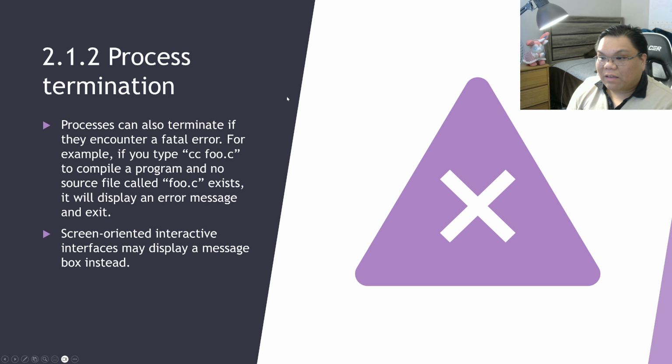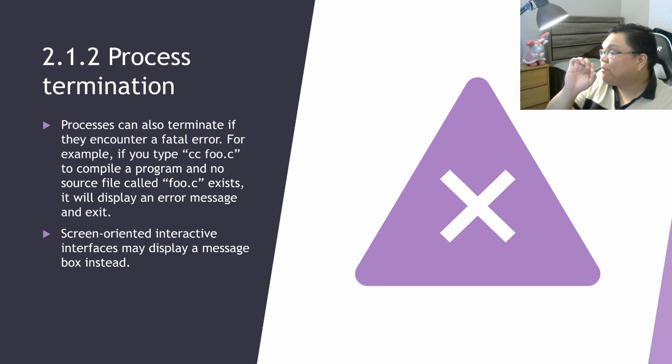Processes can also terminate if they encounter a fatal error. The C compiler, it's cc. If you type that, and then you try to compile a source file that doesn't exist, it'll display an error message and then exit. Screen-oriented interactive interfaces may display a message box saying what went wrong instead.